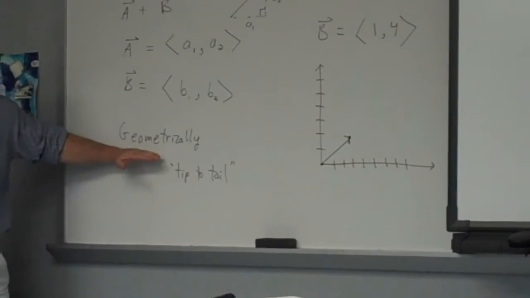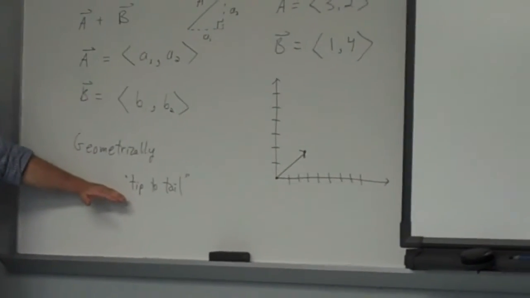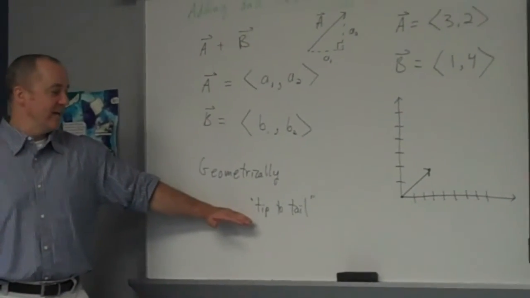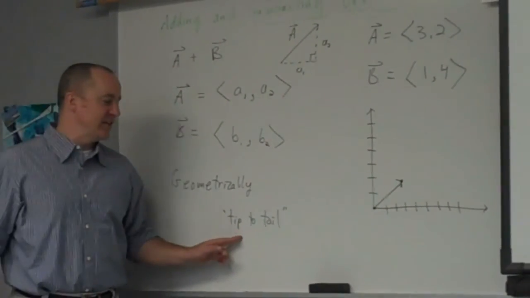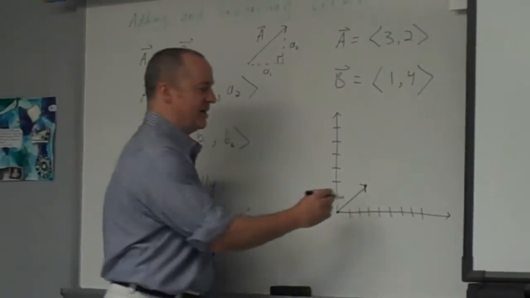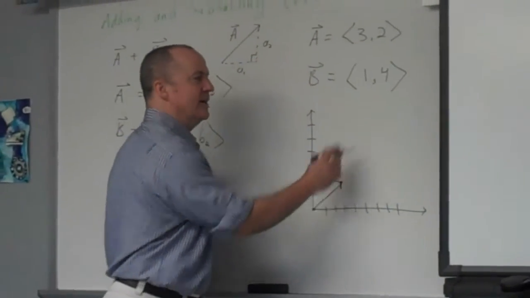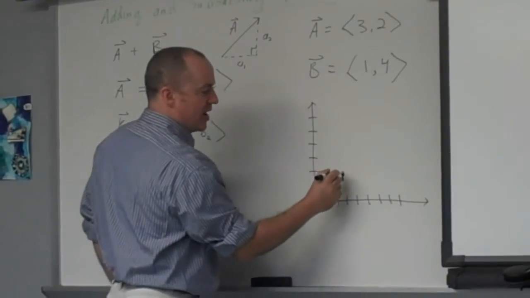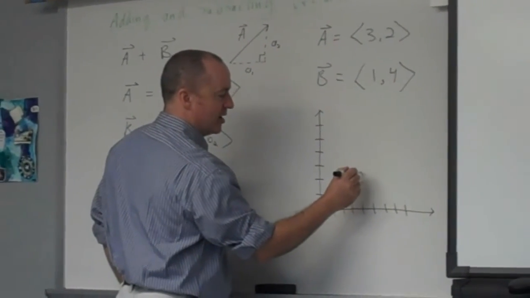Stop, stop, stop. Geometrically, tip to tail. Here's how you do this geometrically, okay? You draw the vectors with the tip of one at the tail of another. So, from this point 3, 2, I need to go to the right 1 and up 4.